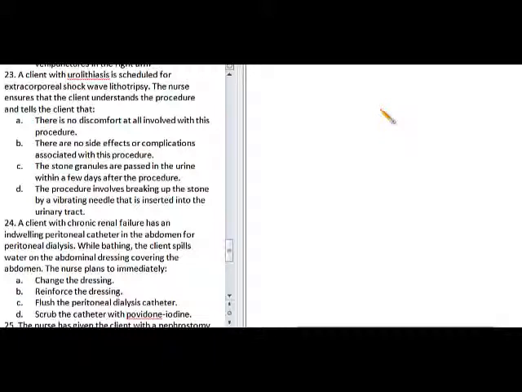23. Client with urolithiasis is scheduled for extracorporeal shockwave lithotripsy. Nurse ensures that the client understands the procedure and tells the client that A. There is no discomfort. This is wrong because there is some discomfort. B. There are no side effects or complications. Again, this is wrong because one of the complications of extracorporeal shockwave lithotripsy is hematoma.